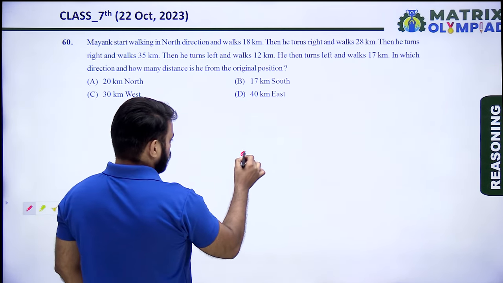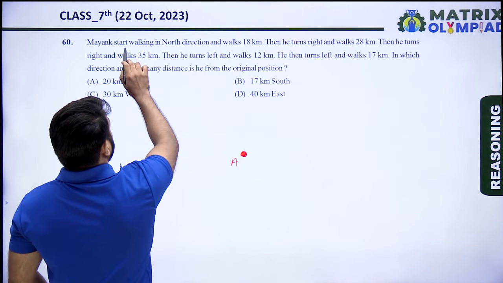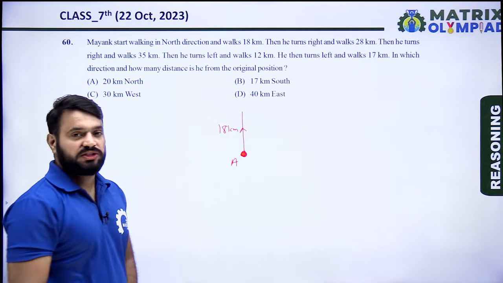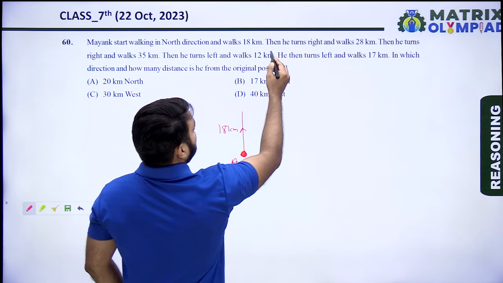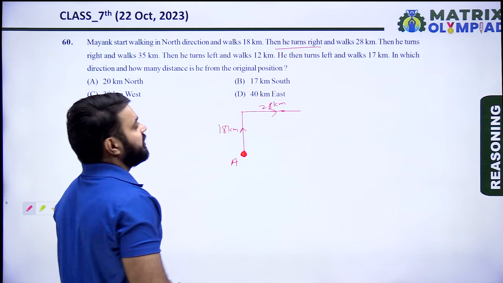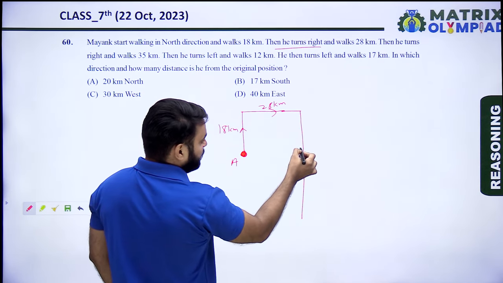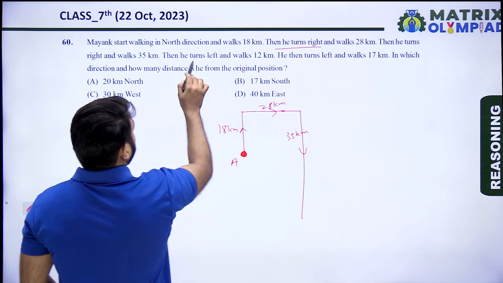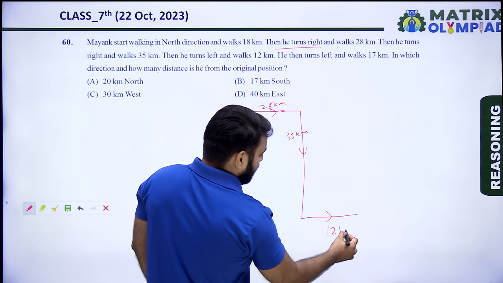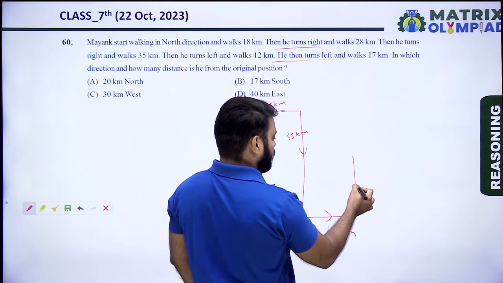So, according to this question, let's suppose A is the starting point of Mayank. Mayank starts walking in the north direction. First, he goes to the north 18 km. Then he turns his right and walks 28 km. Then he turns right and walks 35 km. Then he turns left and walks 12 km. He then turns left and walks 17 km.